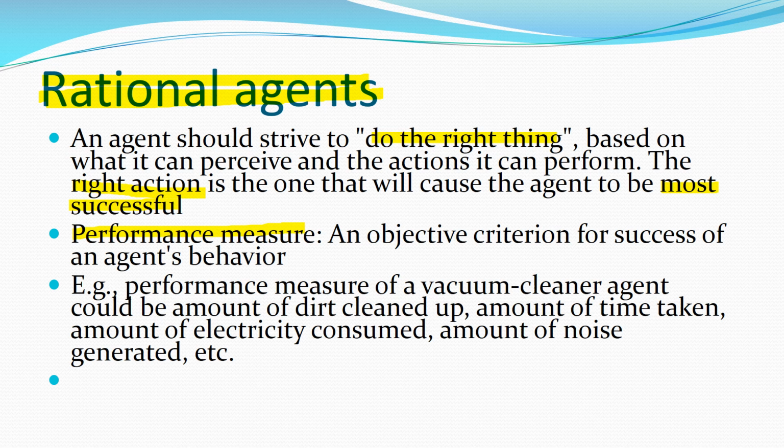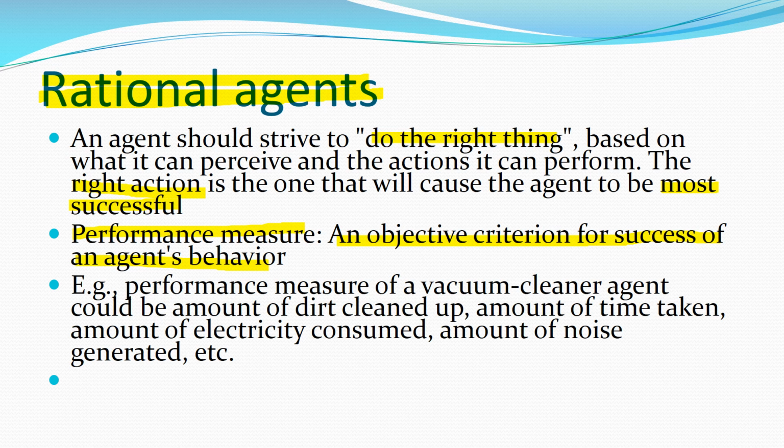Performance measure is an objective criteria for success of an agent's behavior. The performance measure embodies the criteria for success of an agent's behavior. When an agent is plunked down in an environment, or when an agent is working in the environment, it generates a sequence of actions according to the percept it receives. Here, the actions according to the percept received may vary depending on the environment.